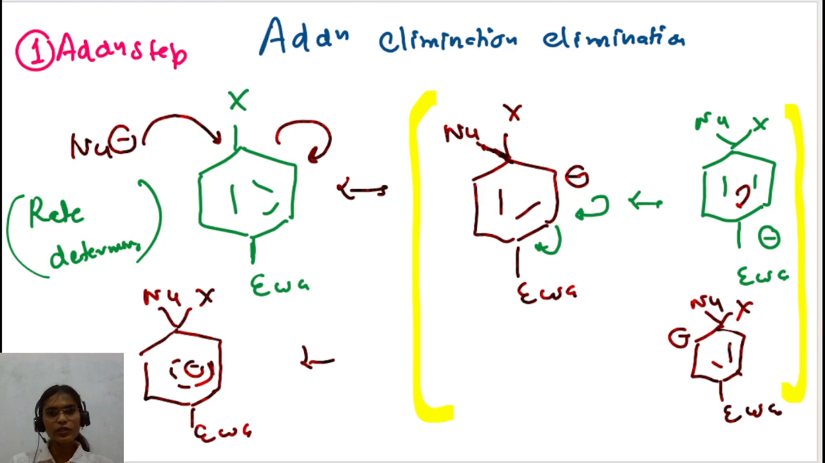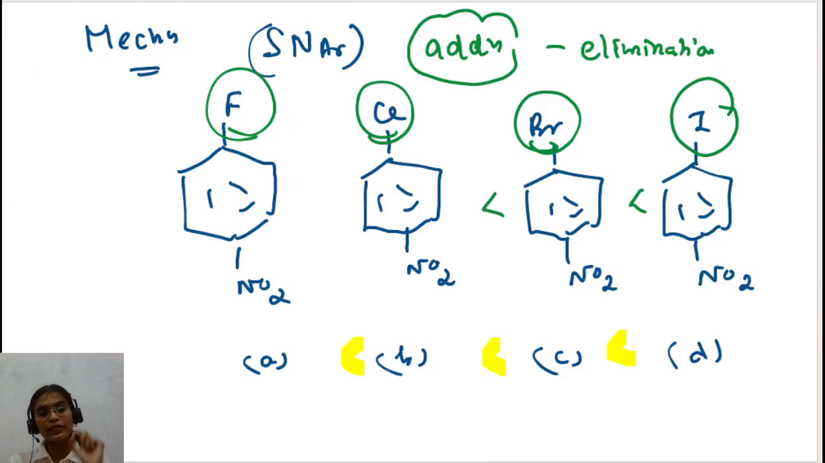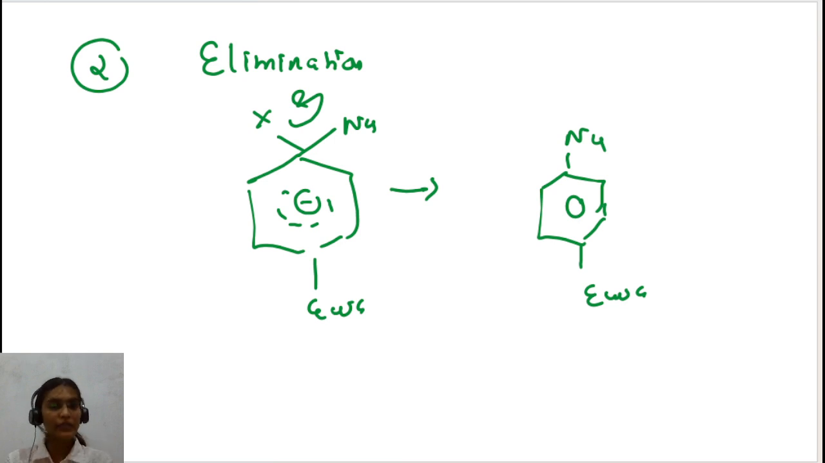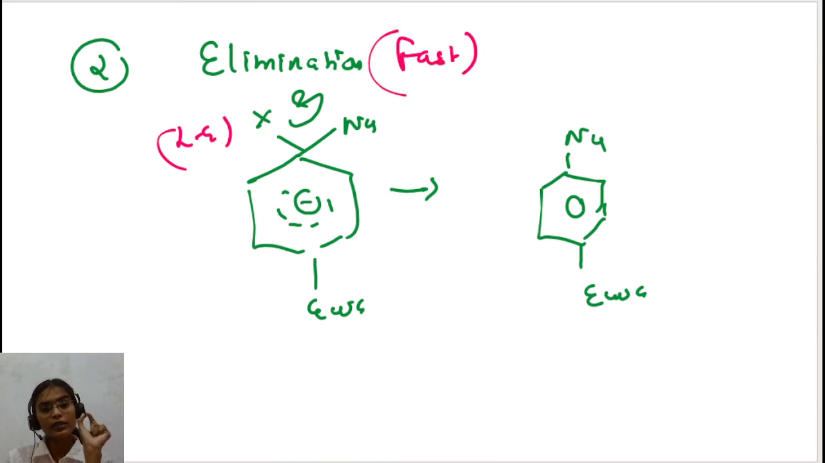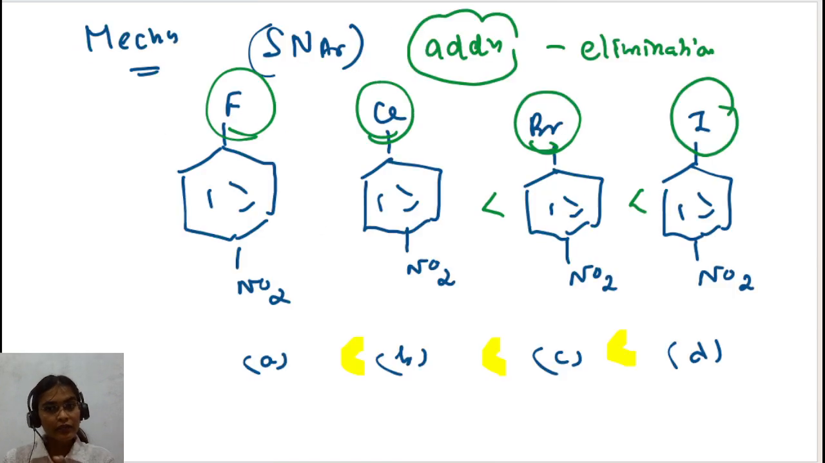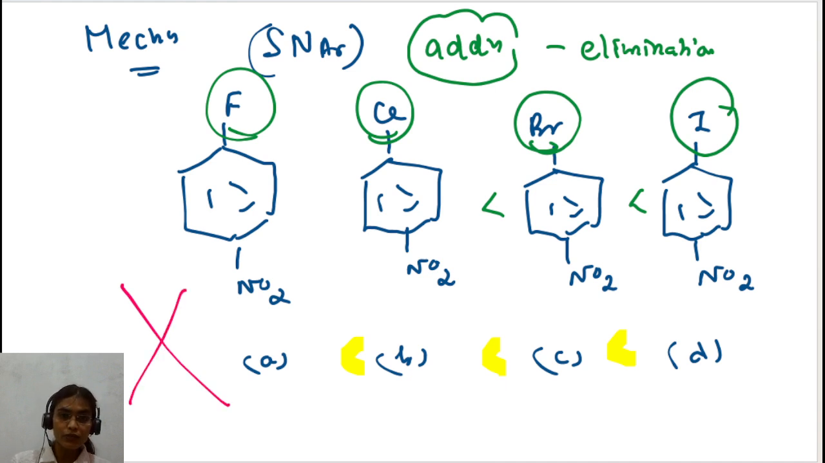So maybe this question came up: ma'am, you said that the leaving group leaving the molecule, the last step, is not the rate determining step, it's a fast step. It's not a rate determining step, but why are you then saying iodine first, then bromine, then chlorine, and then fluorine? No, it's wrong. It's not correct. Cross this. It's completely wrong. But the question is, why is it wrong? What is the reason behind it being wrong?